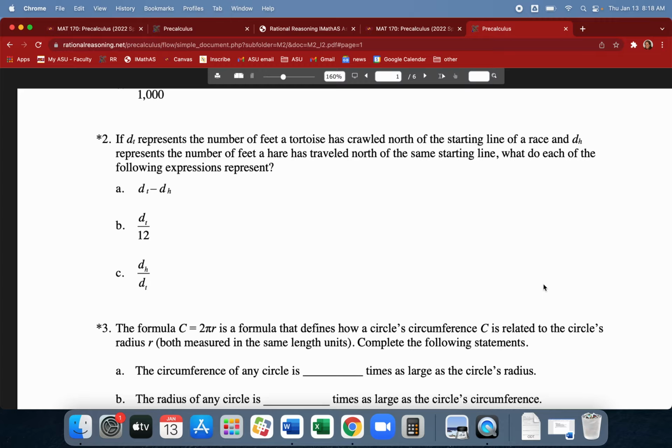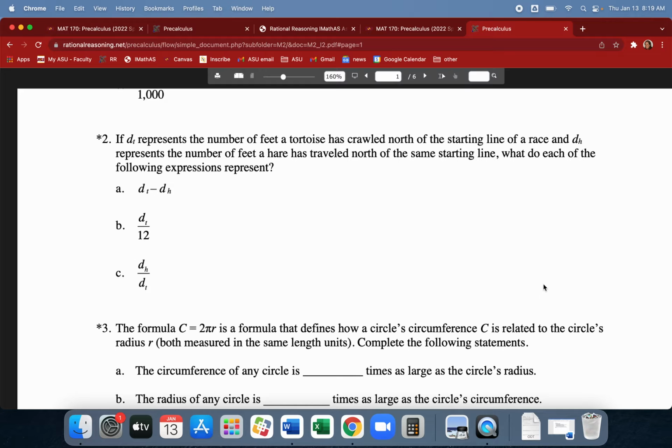D sub t represents the number of feet, we talk about our measurement units, that a tortoise has crawled north of the starting line. If I just said d sub t is the tortoise's distance, that is part of the information I need to be able to do anything with d. So make sure if you're defining a variable, you define all of it. We need units of measurement and a precise description of what's going on so that someone else could take this and use it. If I say d sub t is the number of feet a tortoise has crawled, that's okay, maybe slightly better, but I need to know relative to what.